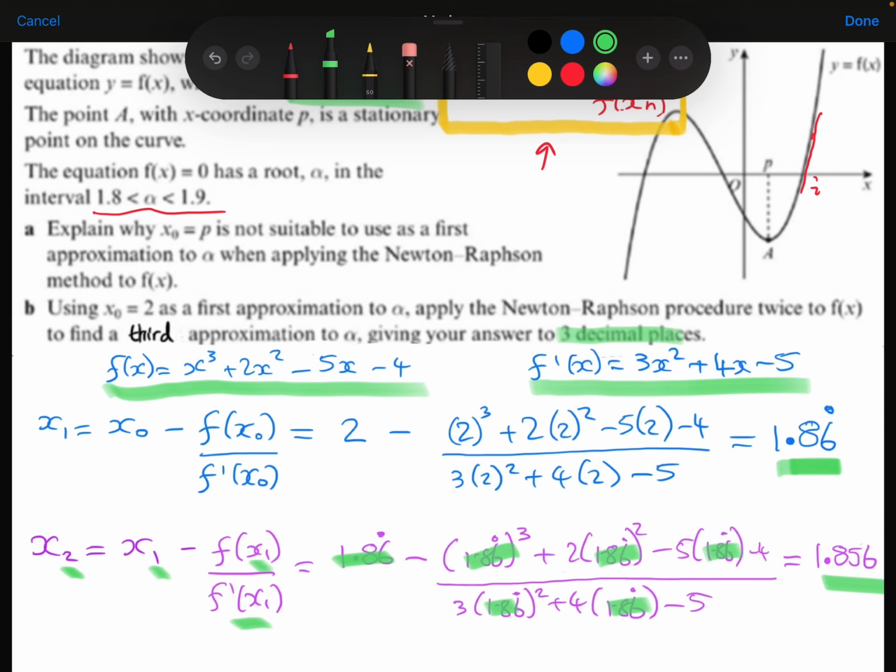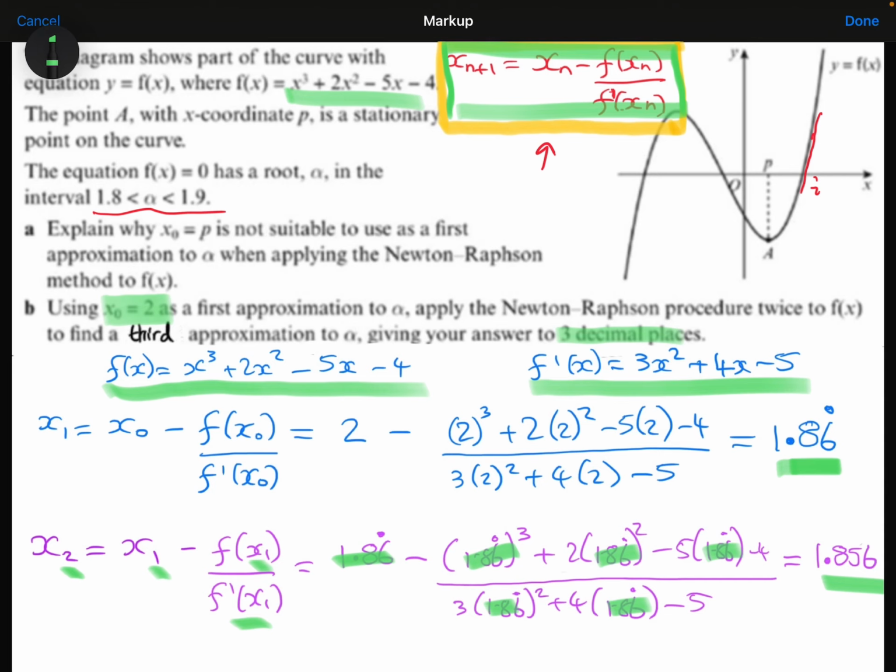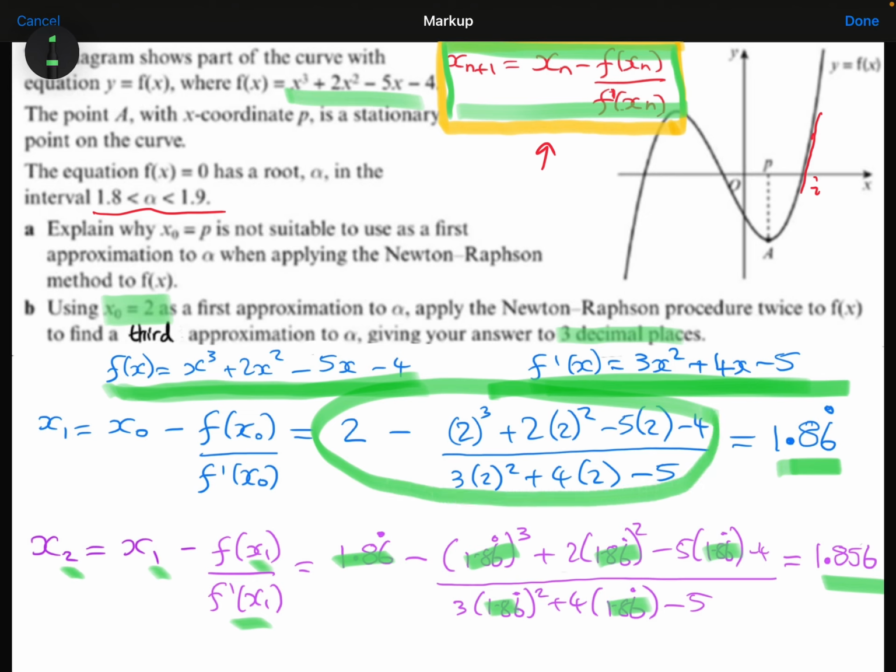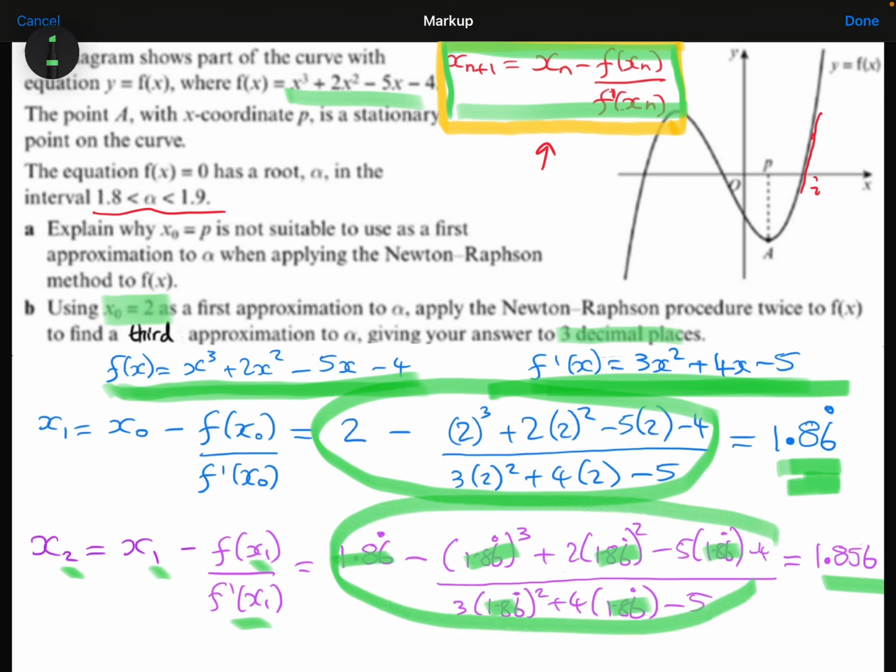Just to repeat one more time what I've done there, my first approximation was 2. I was told to use that in the question. I substitute that into the formula. To use the formula, I had to have the original function and the gradient function, so I needed to do a little bit of differentiation. This is me substituting 2 into that rule to get my first answer. Then I substitute that answer into the rule again to get my second answer. So 2 was my first approximation, 1.86 recurring was my second approximation, and then 1.856 was my third approximation.